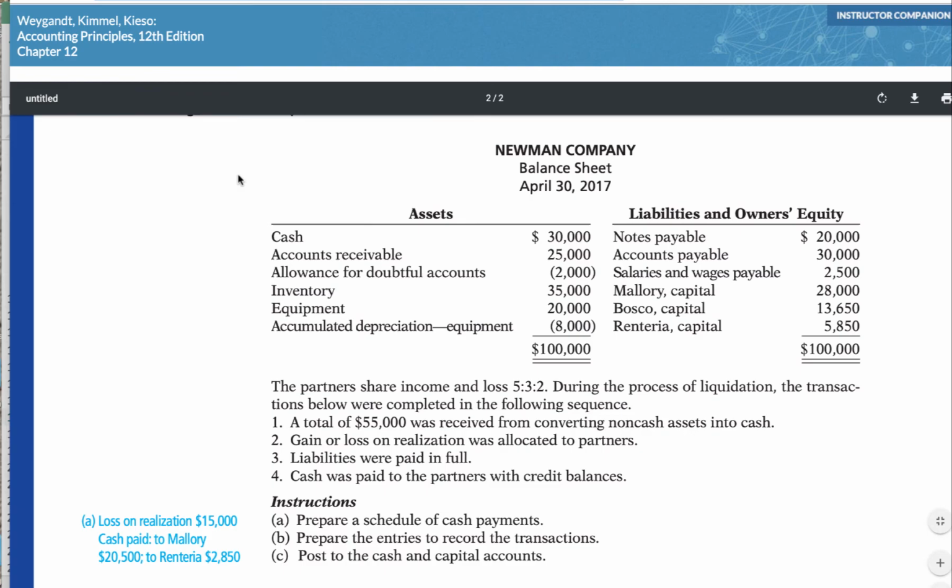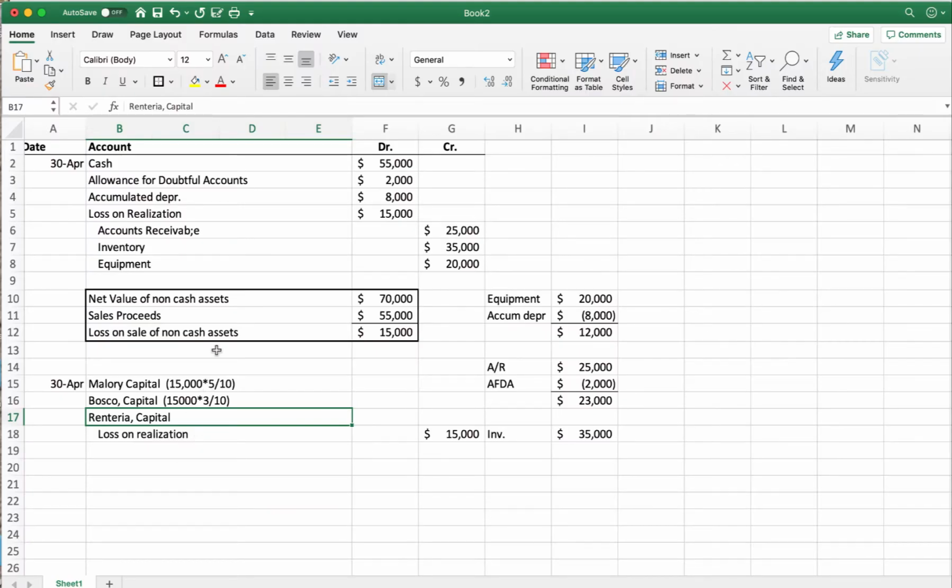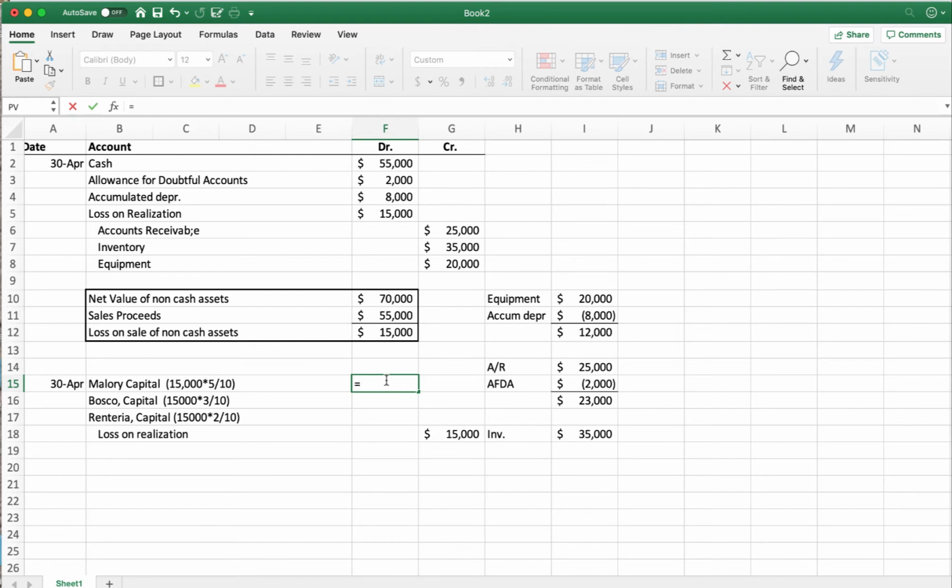So her calculation is going to be 15,000 times 2/10. Okay? So super easy for us to do, equals 15,000 times 5 divided by 10 gives us $7,500. Cool. We do the same thing for Bosco. 15,000 times 3/10, because that's his portion of the loss. Usually helps if you put equals in there.